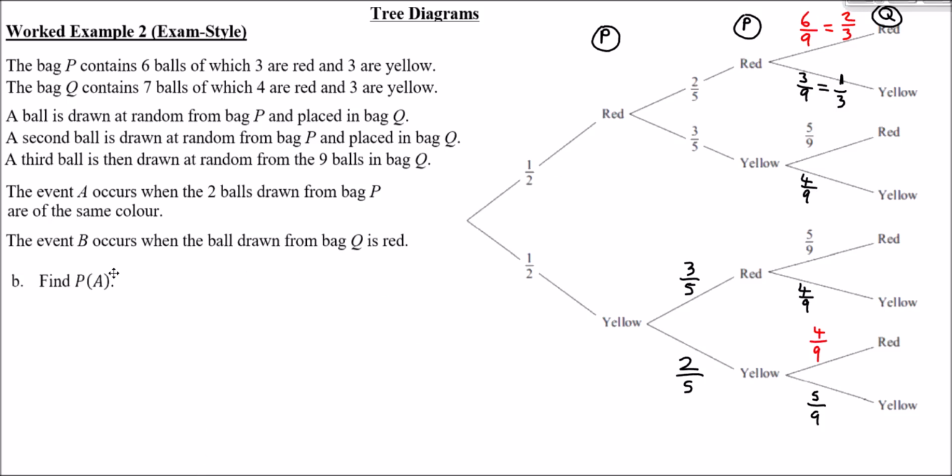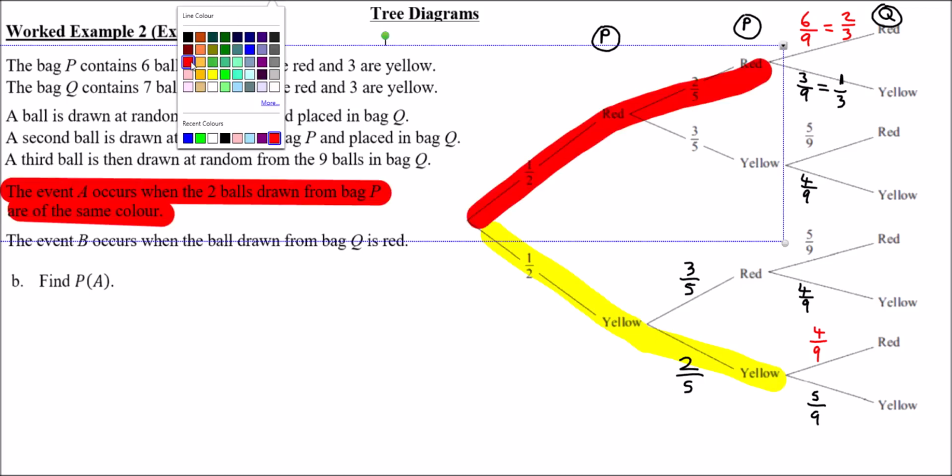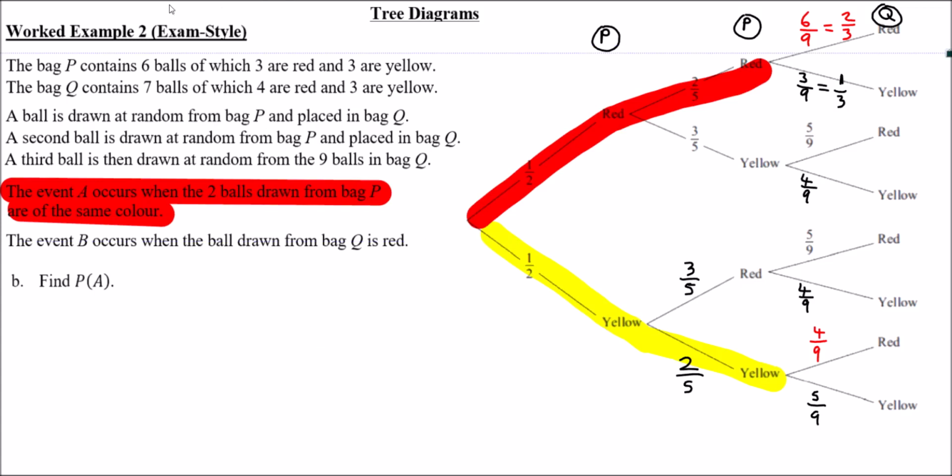Find the probability of event A. So let's just remind ourselves what event A actually was. Event A occurs when the 2 balls drawn from bag P are of the same colour. So there's actually 2 ways that could happen. So 2 balls being drawn of the same colour, it could be that the first is red and the second's red, or it could of course be that the second's yellow and then the other one's yellow. In fact, it may have made more sense if I'd colour-coded this first one in red like so. But never mind.